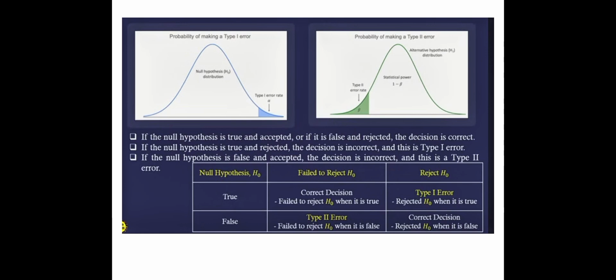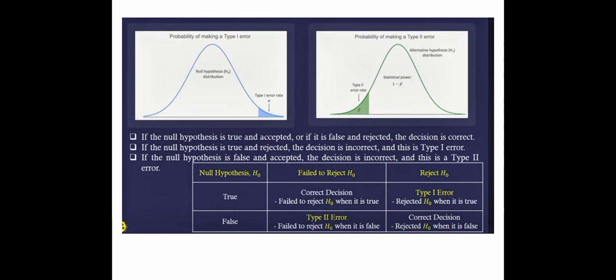Based on these two graphs, which show type 1 and type 2 error, if the null hypothesis is true and accepted, or if it is false and rejected, the decision is correct. And if the null hypothesis is true and rejected, the decision is incorrect, and this is type 1 error. And last, if the null hypothesis is false and accepted, the decision is incorrect, and this is type 2 error.